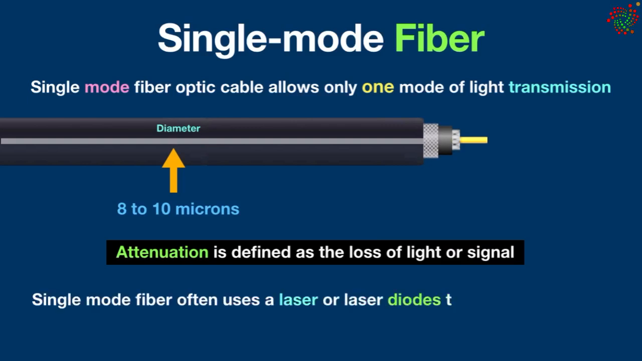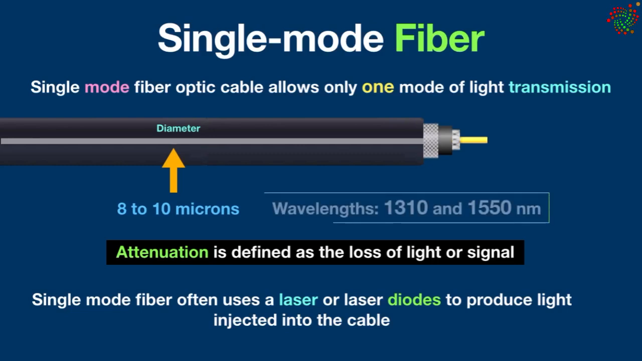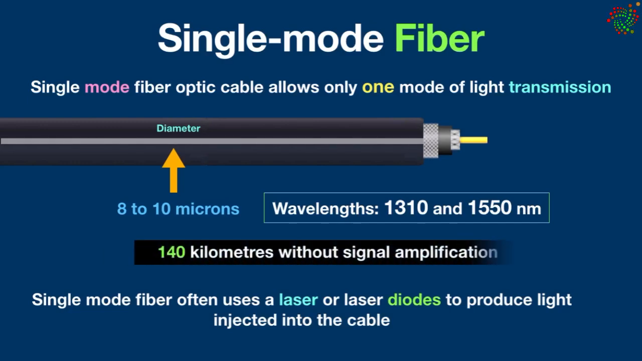Single mode fiber often uses a laser or laser diodes to produce light injected into the cable. Commonly used single mode fiber wavelengths are 1310 and 1550 nm. Single mode fiber is ideal for long distance data transmission, achieving up to 140 kilometers without signal amplification. This makes it the preferred choice for interbuilding and long-haul networks.